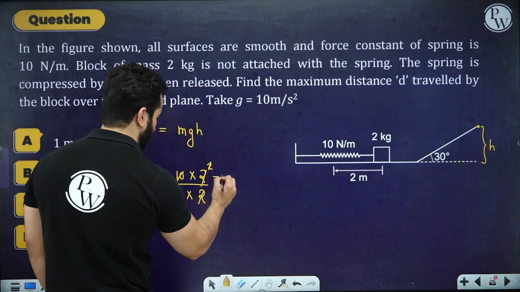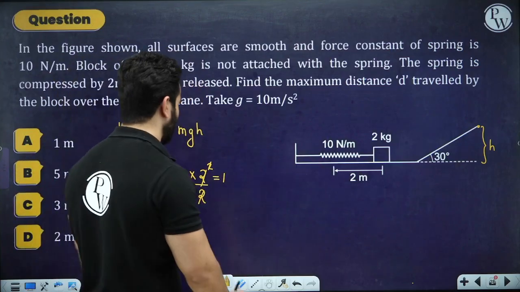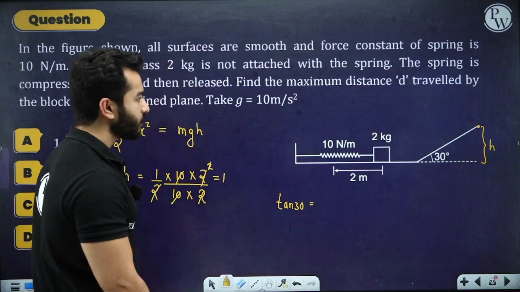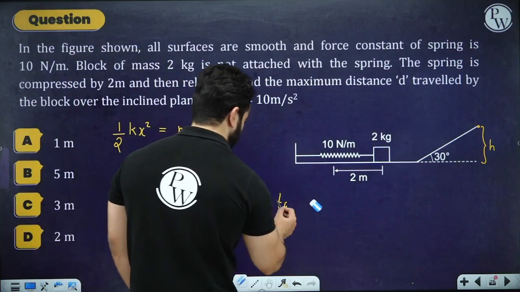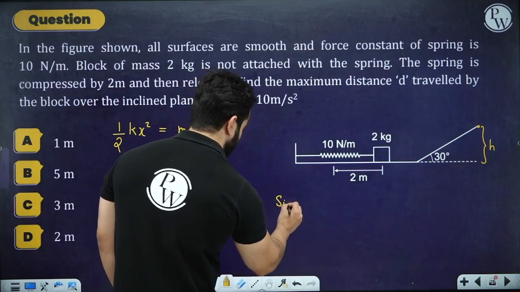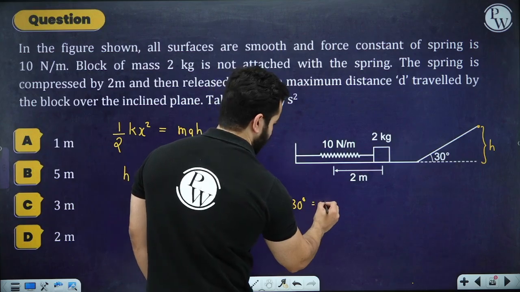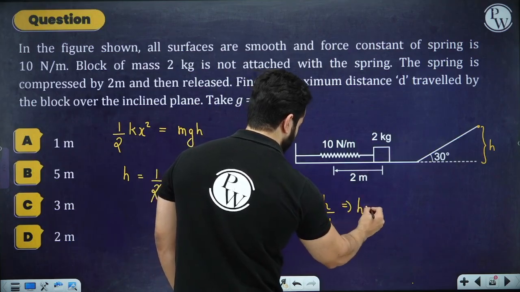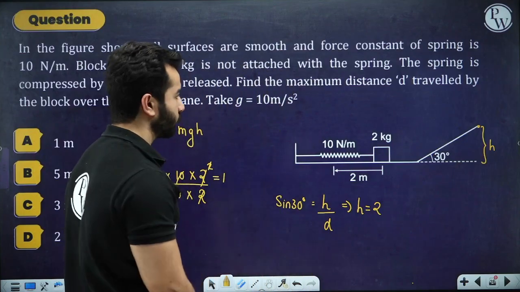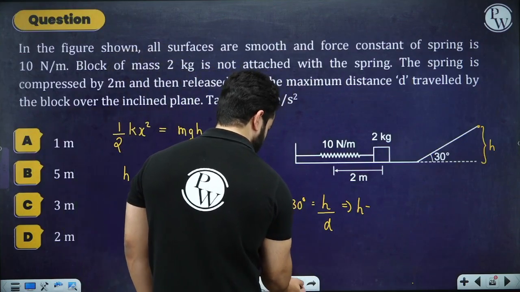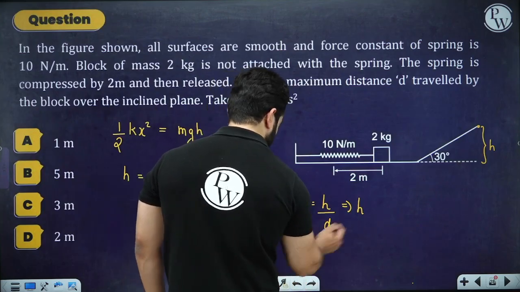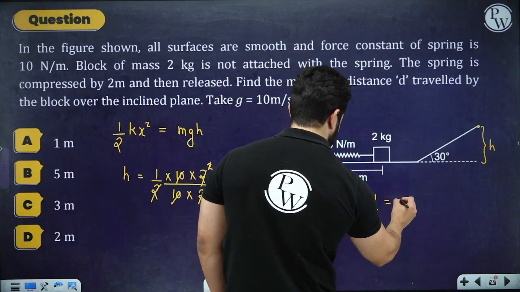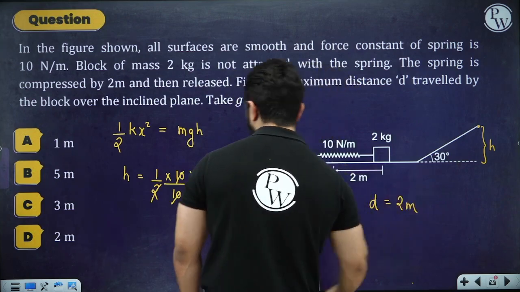So this is coming out to be 1, right? So if this is 1, then we know that basically, sorry, not tan, of course, sin 30 would be equal to h upon d, let's say this is d. We have to find out what d is. So from here, d would be equal to h upon sin 30, that is 2 times 1, that is 2 meters. So your 2 meter is the answer.